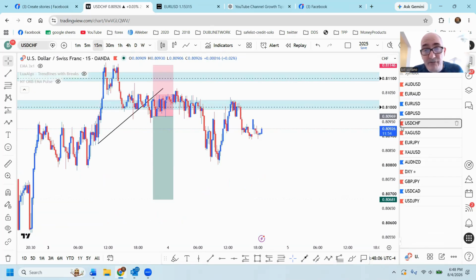USD CHF, this is bearish. Price hit this zone earlier. It pulled away from it, so we're waiting right now for it to come back to here.